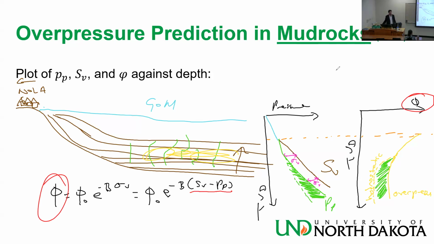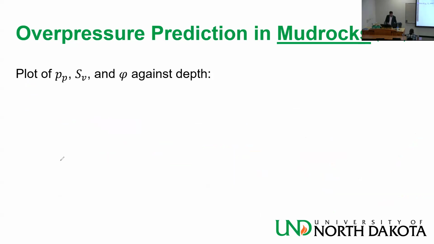Less decrease of porosity going to hydrostatic, so basically increasing the porosity relative to what I expect. It's less decrease of porosity. And I would make another plot if I have the time to explain that.